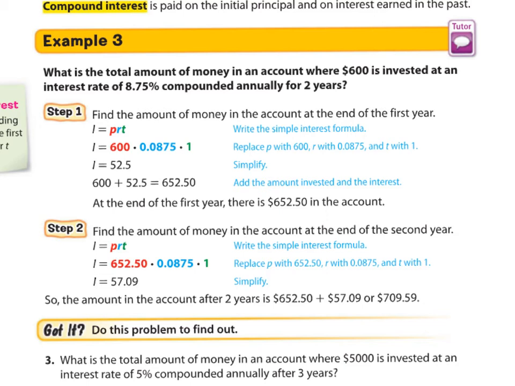That's compounded interest. It keeps getting added to the original principal. We continue to add them out, and this is what you want. You want to make interest on compound interest. And there you go. You have it. 57.09 would be the next year. You see how you made a little bit more money the next year? About an extra $5. That's what compound interest is. So the amount in the account after 2 years is $652.50 plus 57.09 or $709.59.